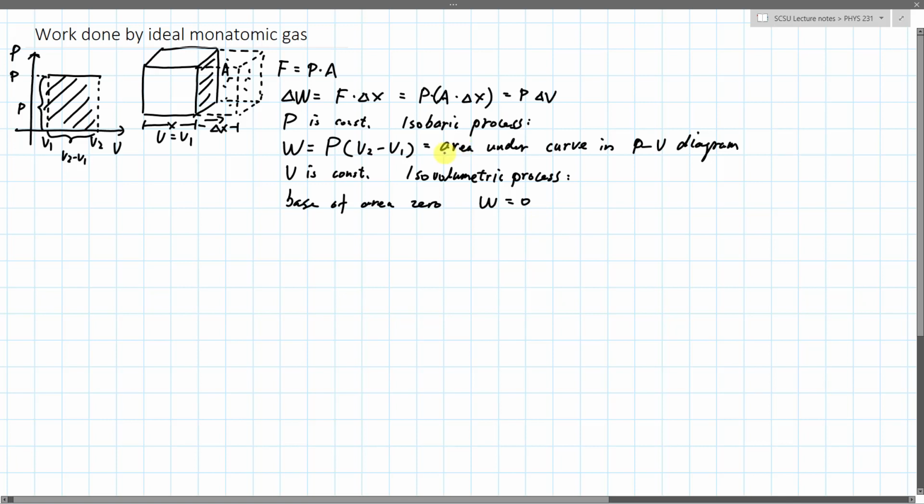What if we have something a bit more arbitrary? Can we still use this idea, that the area underneath the curve is the work done? And the answer is yes. So I'll have an example here, like this.